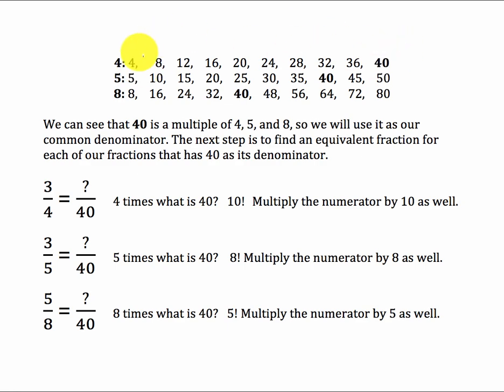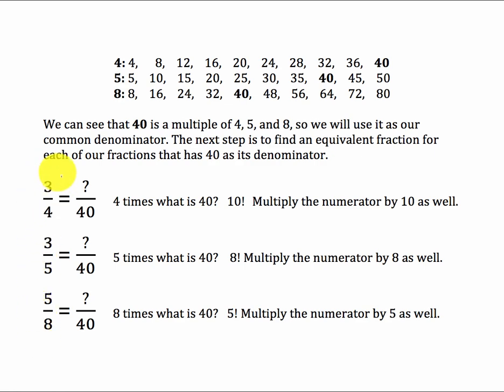40 is a multiple of 4. It's 4 times 10 is 40. And 40 is a multiple of 5. And 40 is a multiple of 8. So what we need to do now is create our equivalent fractions. So again, our fractions that we were initially dealing with here that we're comparing are 3/4, 3/5, and 5/8.